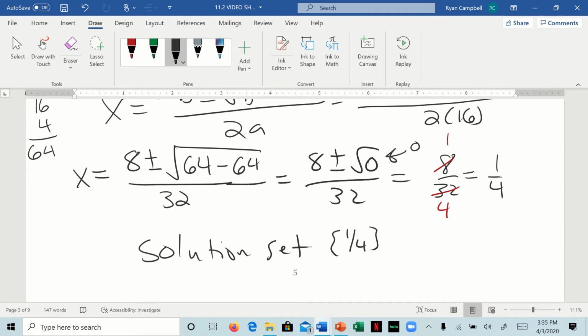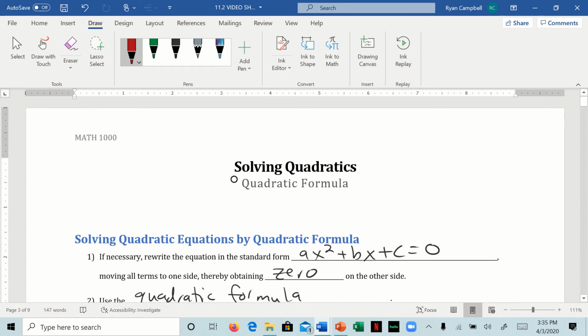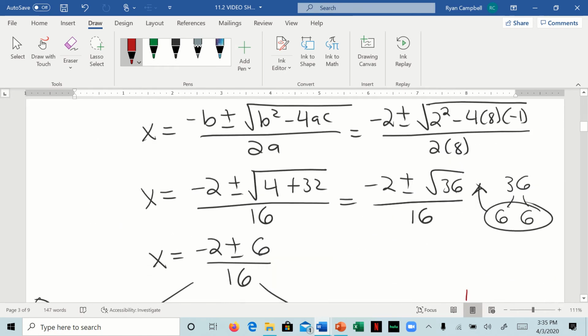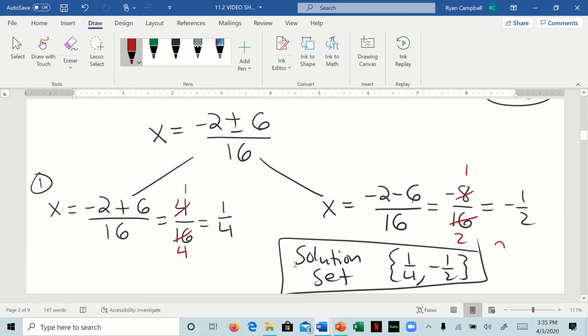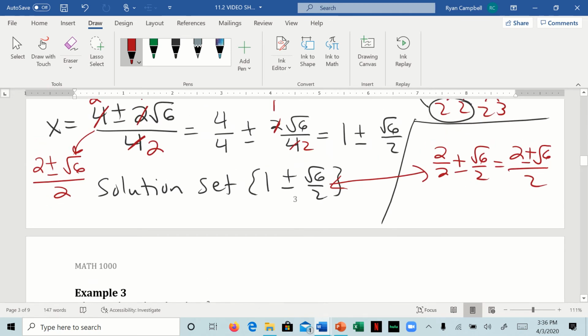Now that we've gone through 4 different examples, let's notice something. Let's just go through the very top. For number 1, how many solutions did we have? We had 2 solutions. For number 2, how many solutions did we have? Again, we had 2 solutions: 1 plus square root of 6 over 2, and 1 minus square root of 6 over 2. So 2 solutions.